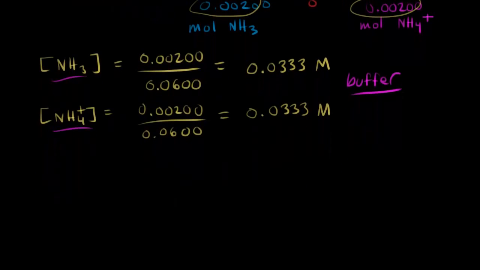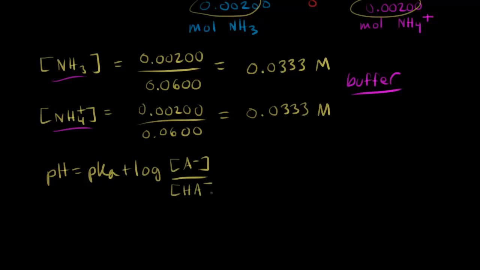So we go ahead and write out the Henderson-Hasselbalch equation, which is the pH is equal to the pKa plus the log of the concentration of A minus, the conjugate base, over HA. All right, so let's think about what the pKa is. How can we find the pKa? Well, we know the Kb for ammonia, right?